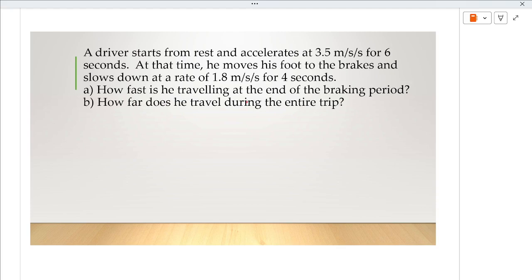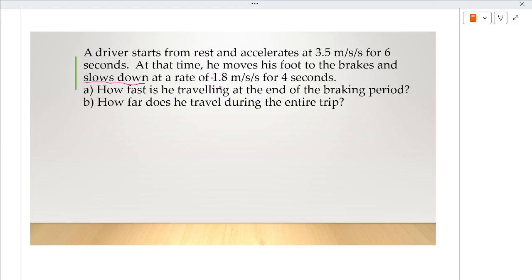If we were going to write givens, which will be our first step, and I asked what the acceleration is, you would say it's 3.5 and 1.8. Since this is slowing down, that actually will be negative 1.8.